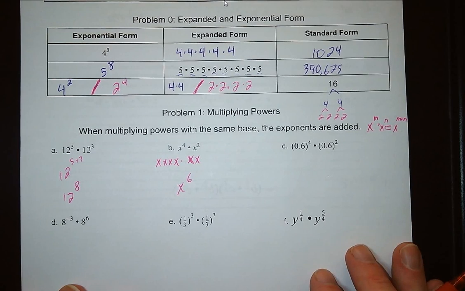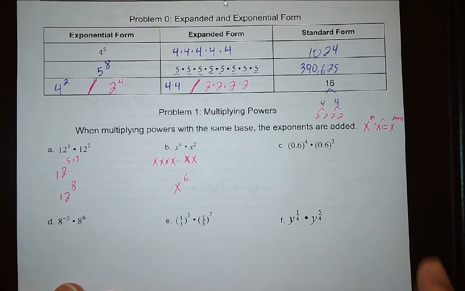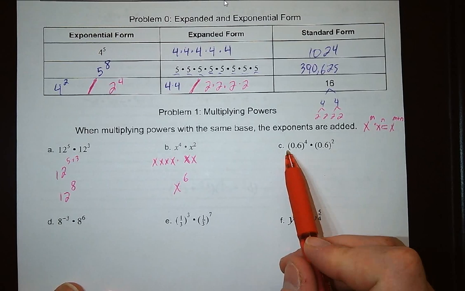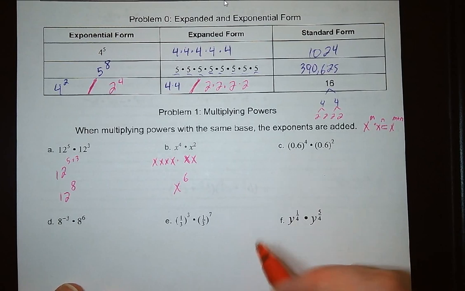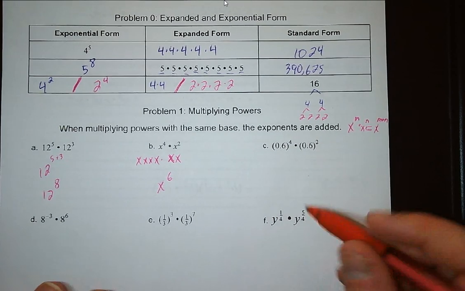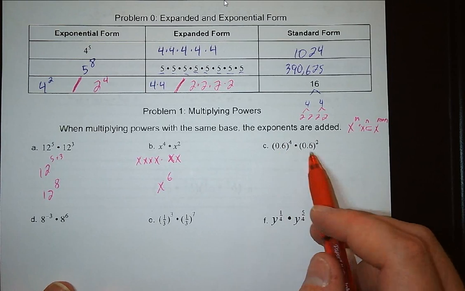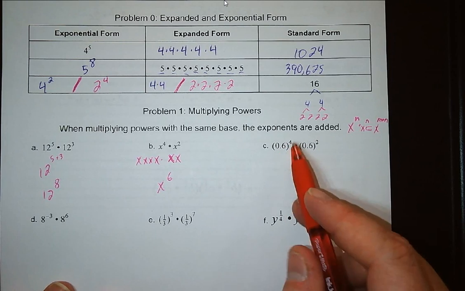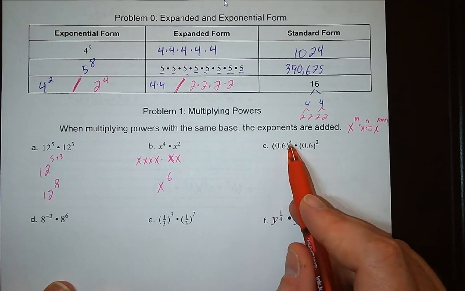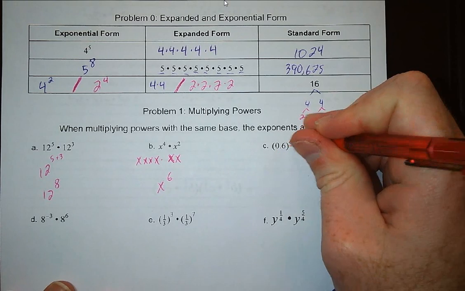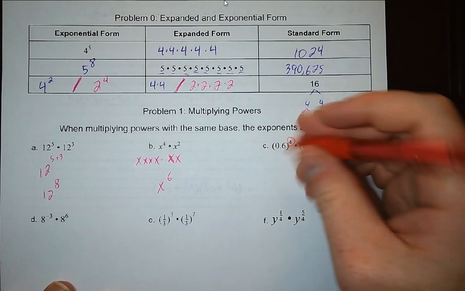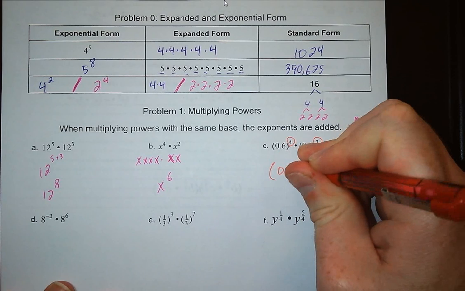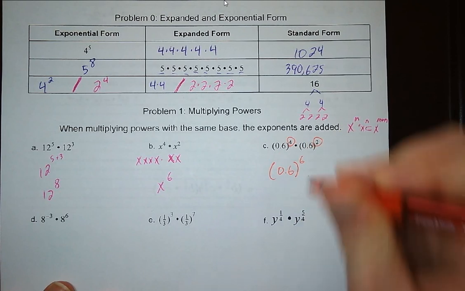Now, we need to make sure that they have the same base. So in this case, we have 0.6 and 0.6. So the base could be a decimal. So we have 0.6 to the 4th power, 0.6 to the 2nd power. Same base. We're going to add our two exponents. So 4 plus 2, we have 0.6 to the 6th power.